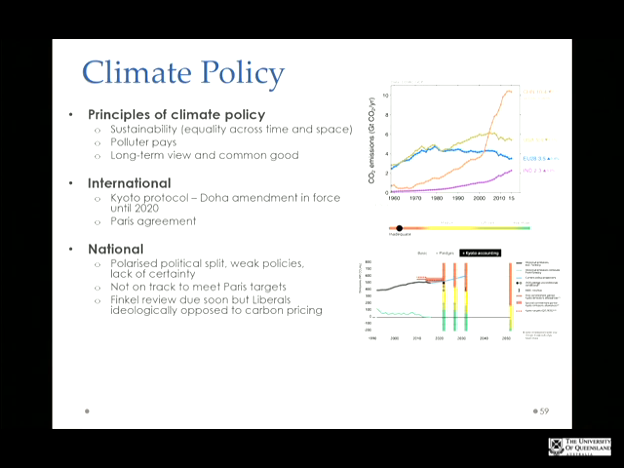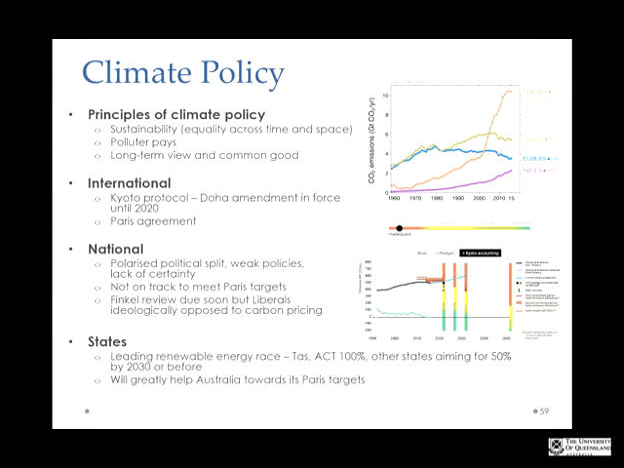At the moment we have very poor policies in Australia. We have a very polarised political view of what you should do, there's no certainty, and we're not on track to meet Paris targets. As I say, the Liberals are ideologically opposed to a carbon price, so we're not going to go that way as long as they're in power, and possibly not if Labor is in power either. But the states are doing really well. If you remember, the ACT and Canberra already have pretty much 100% renewable energy. Other states aren't doing so well at the moment, but they're all aiming for good things. So maybe the federal government won't do anything, but the states will bring Australia into being able to cut its emissions properly.